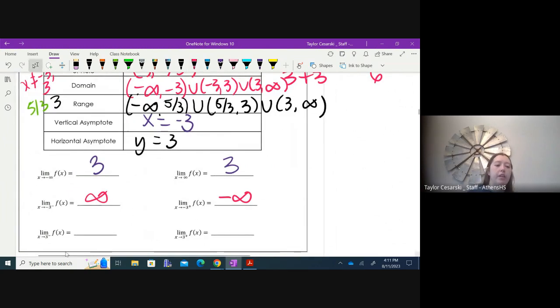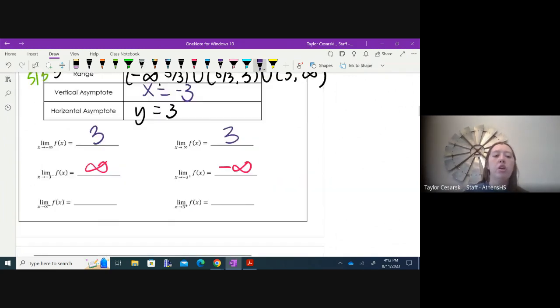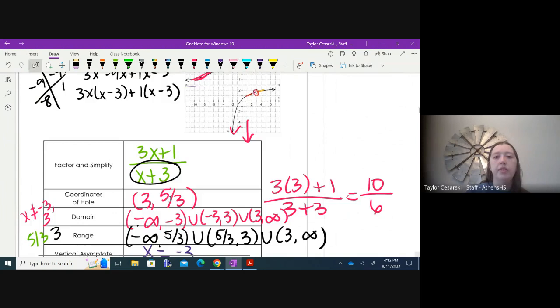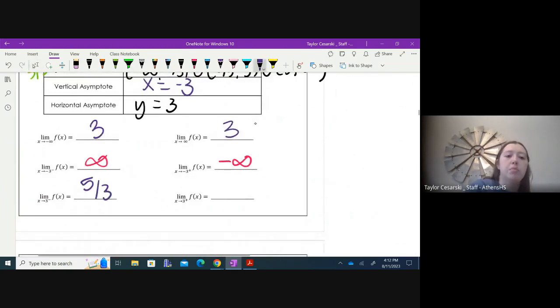Lastly, we're talking about as x approaches +3, okay, that is the coordinate of your hole. Notice that the graph is approaching the y value of the hole from both sides. That's the definition of that hole. So we already said the y coordinate of the hole was 5/3. That matches up with what I see there. So it's going to approach 5/3 from the left side and from the right side.